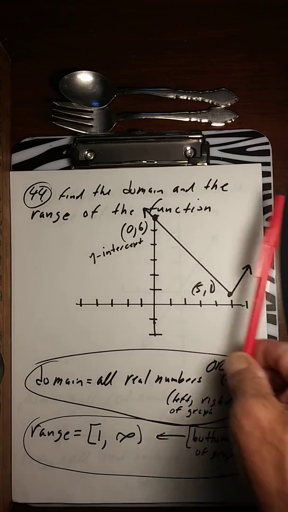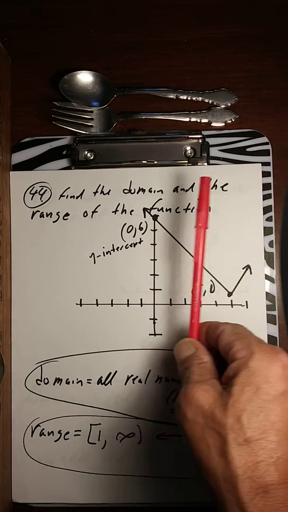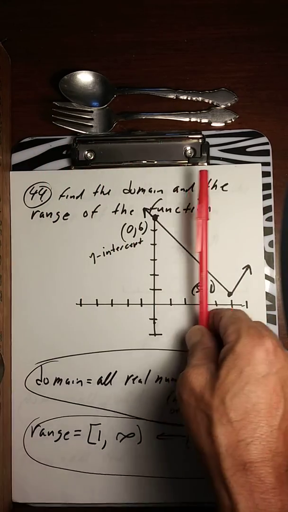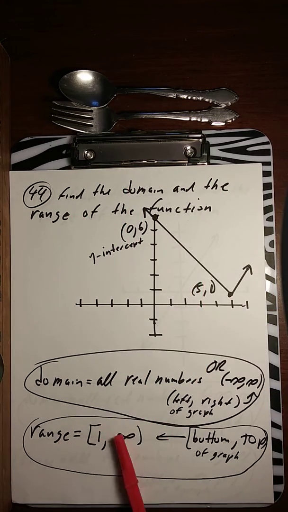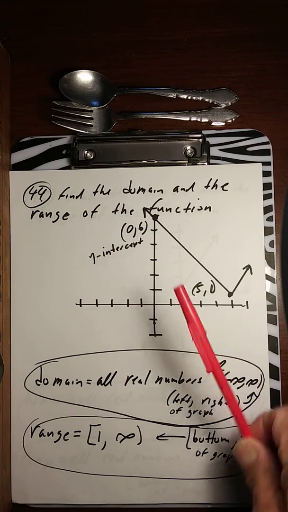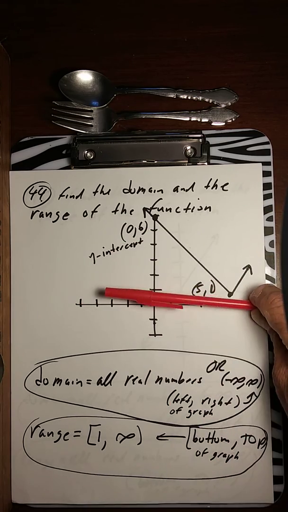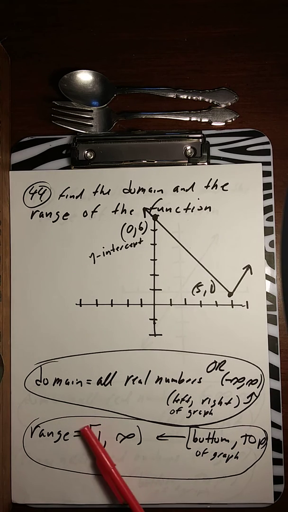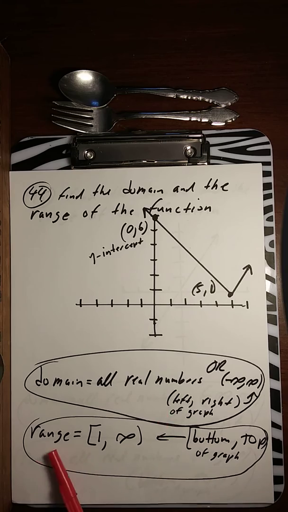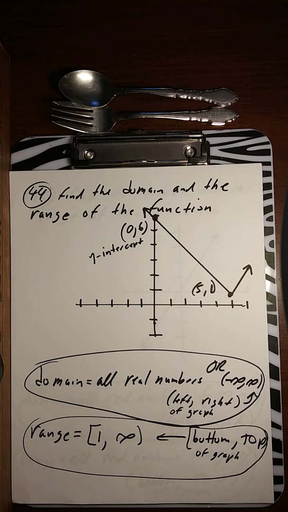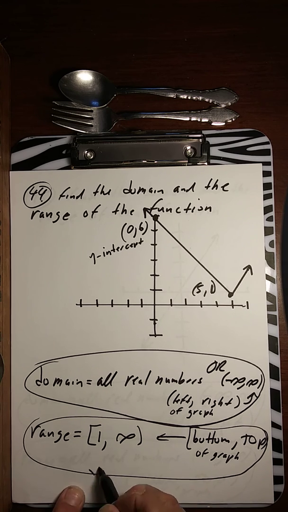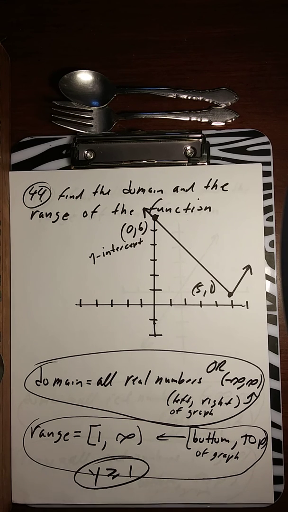Find the domain of this. Domain is left and right. So you know that the graph is continuous, so the domain is all real numbers, negative infinity to infinity, left and right. The range: the bottom of this graph is 1, and then it goes up. So from 1 to infinity, bottom to top of the graph. Domain, all real numbers. Range from 1 to infinity. Or another way that you can do it: y is greater than or equal to 1. So that's another way to say it.